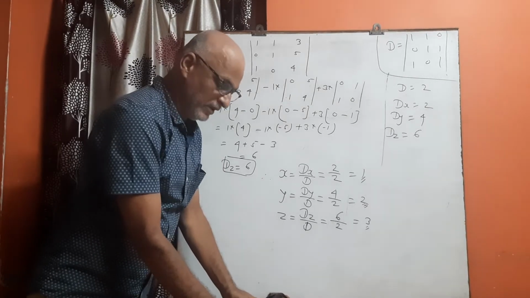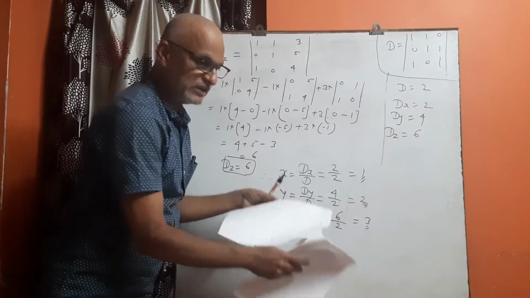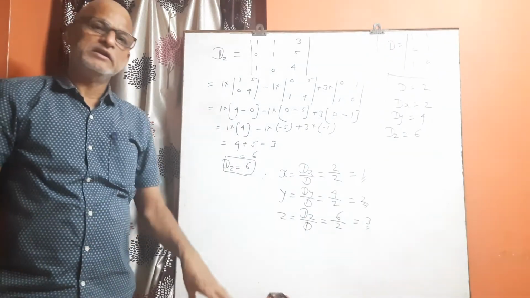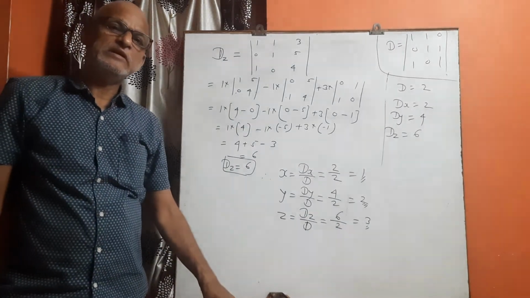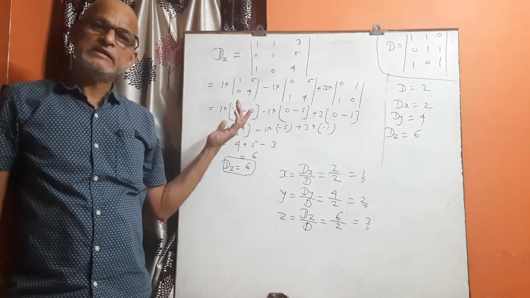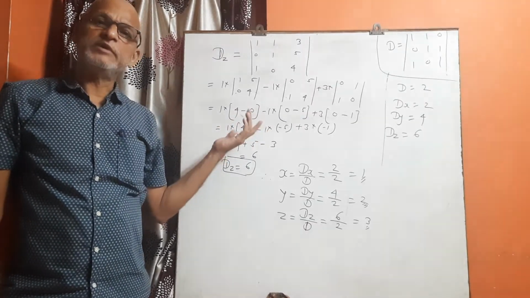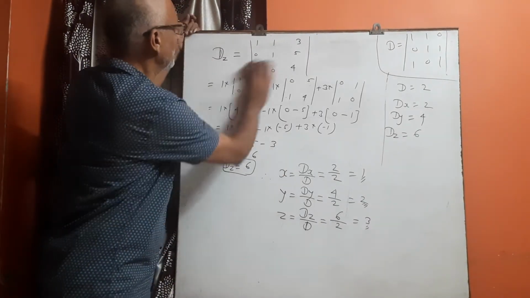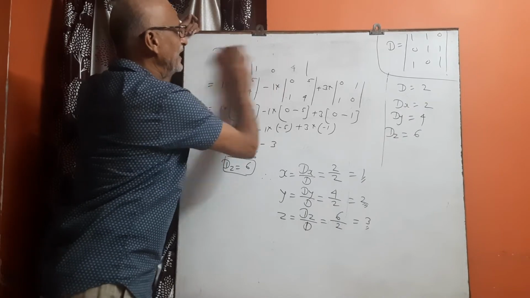So we have solved two problems on Cramer's rule, and I think your idea of how to solve problems by Cramer's rule or the determinant method will be clear. Now the last part of determinants, that is the area of a triangle.